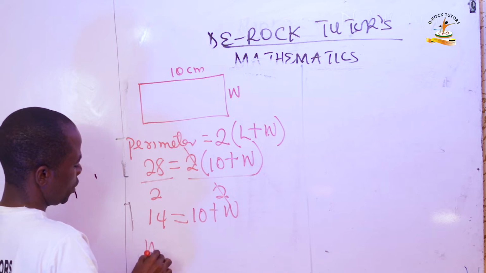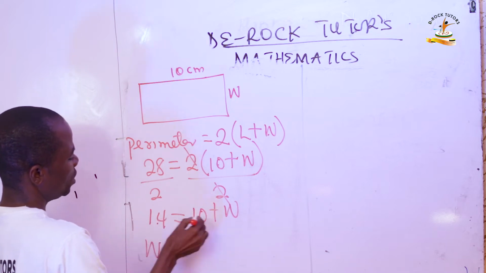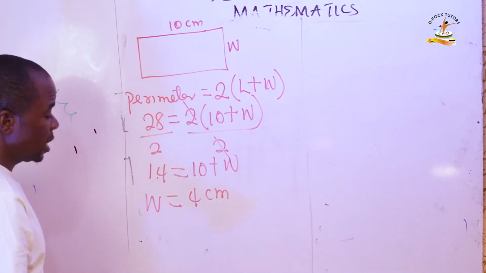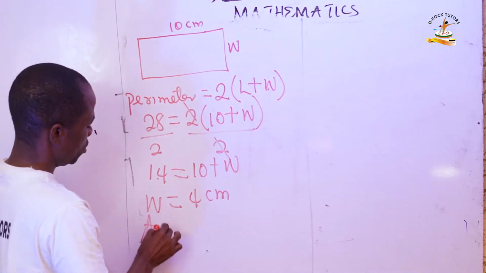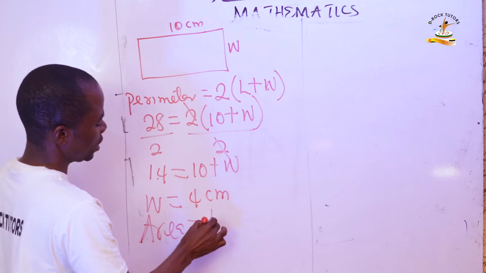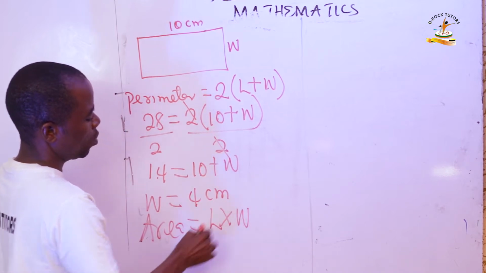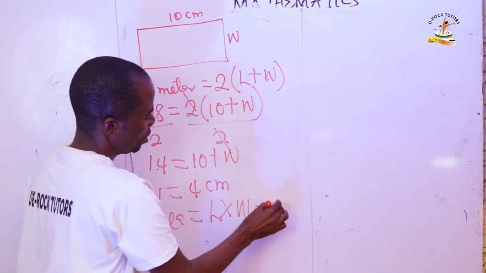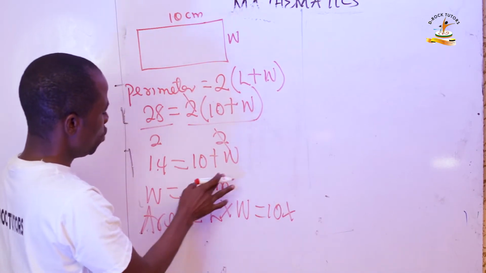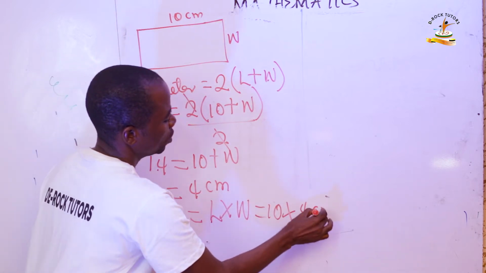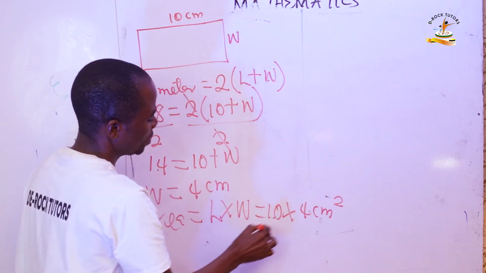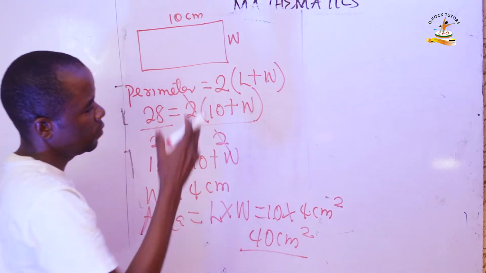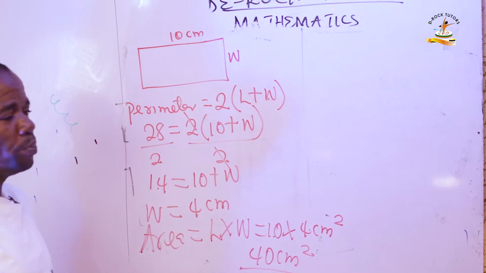And our width now becomes 14 minus 10. That gives us 4 centimeters. And therefore, the area of a rectangle, we do know, is length times the breadth or the width. This time around, the length is given as 10, and we just calculated the width to be 4, all in centimeters squared. So 4 times 10 gives us 40 centimeters squared. And if you look at the options, that's option B.